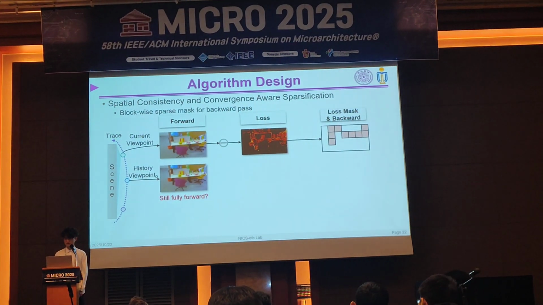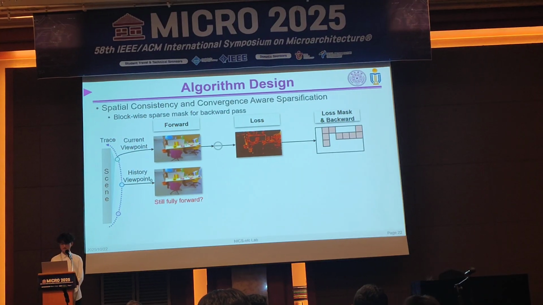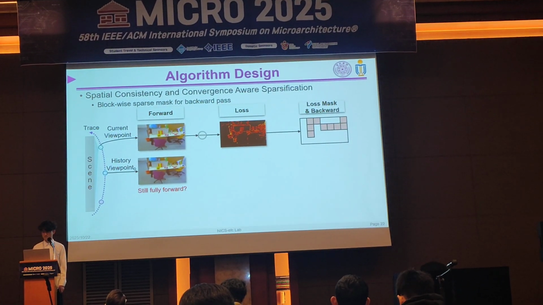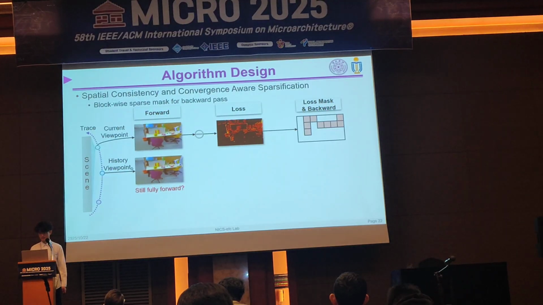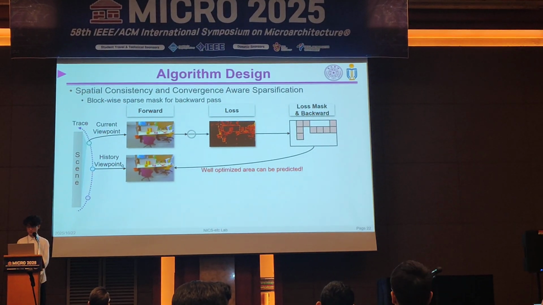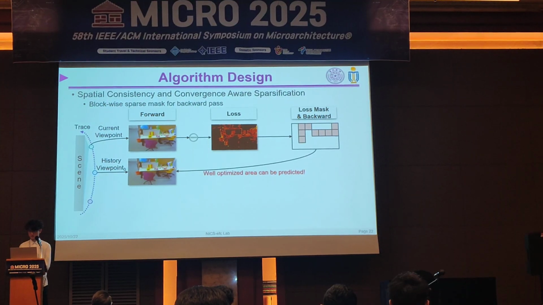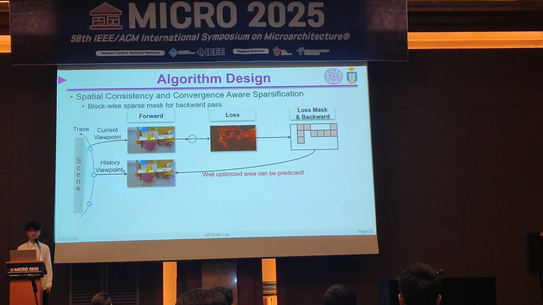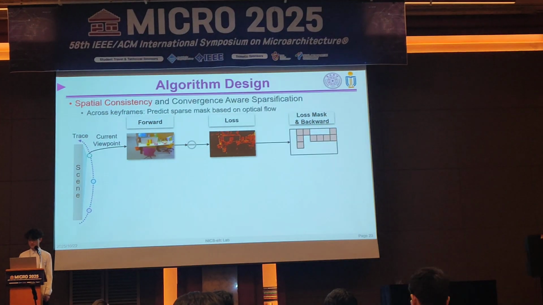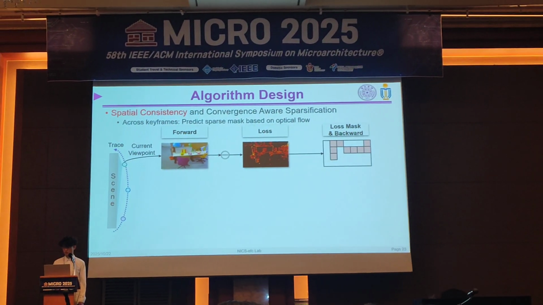But this leads to a critical question when we move to the next history keyframe. Do we still need to perform another expensive full forward pass? And based on our insight, the answer is no. We know that the areas to optimize can be predicted, so we don't need to render the entire image again, which is the foundation of our algorithm. So here, the core idea of the prediction is to use optical flow.